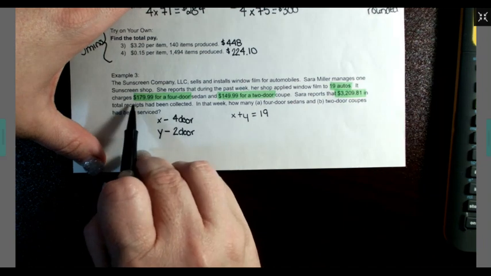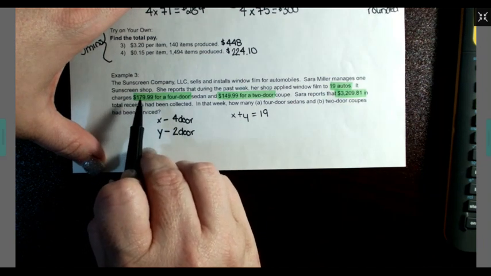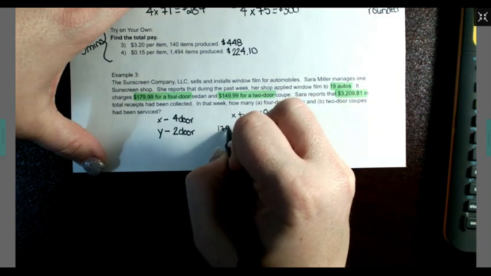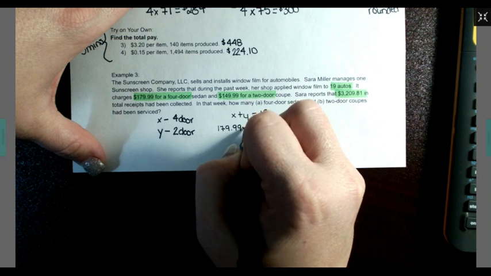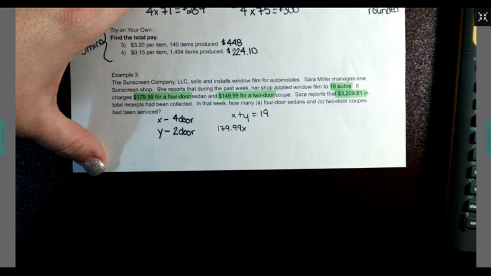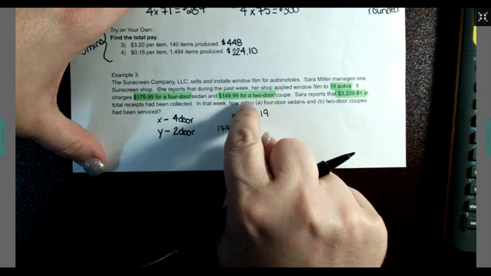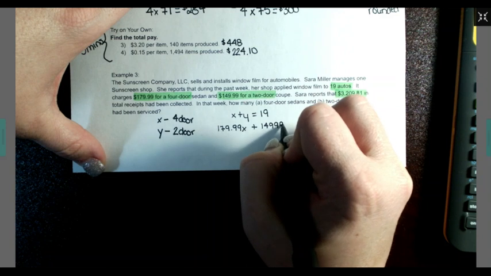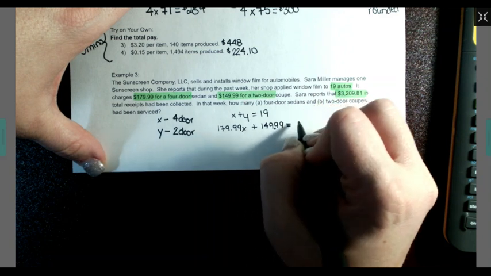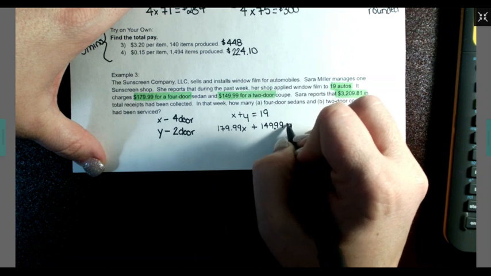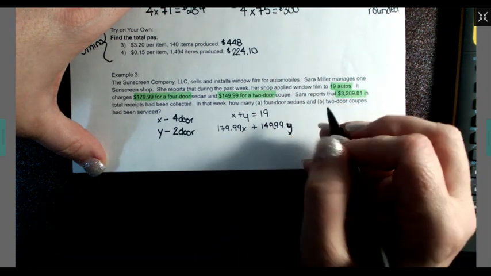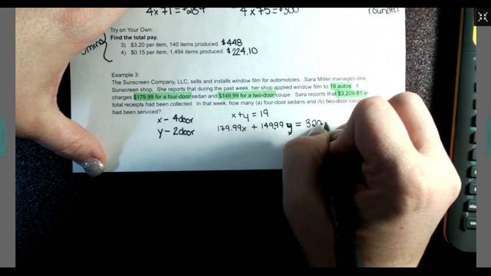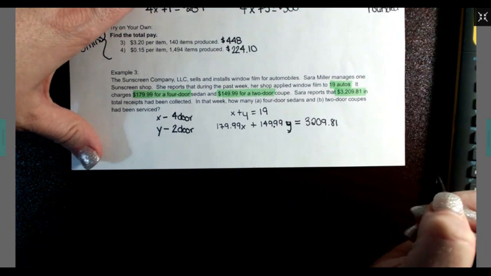Then I know that she charges $179.99 for a four-door car. So we've got $179.99 X, because those are my four doors, plus whatever she charges for the two doors, which is $149.99. I should have put the Y, because that's the number of two-door cars that we have. And this is going to be equal to $3,209.81.